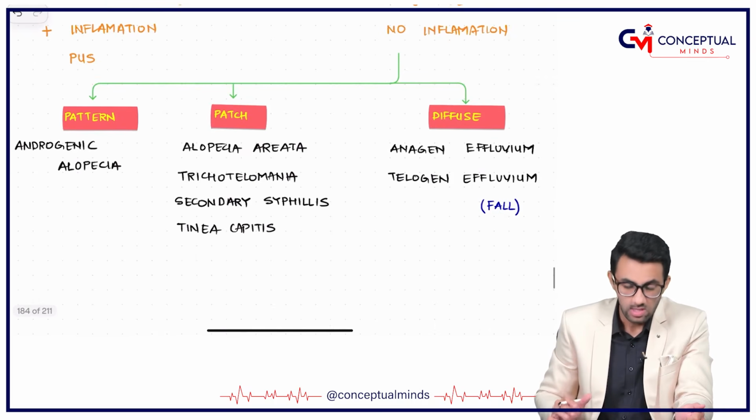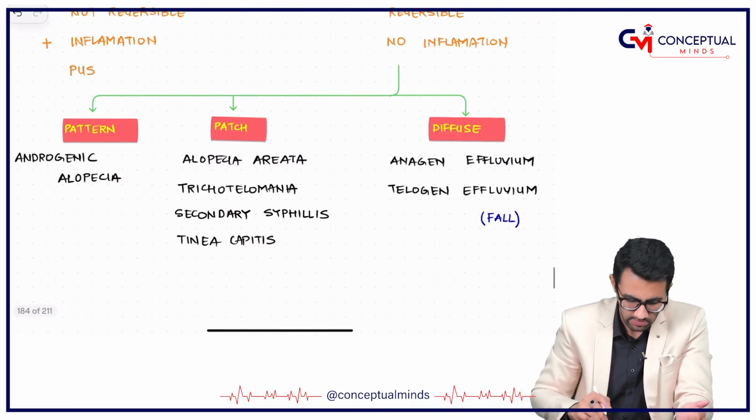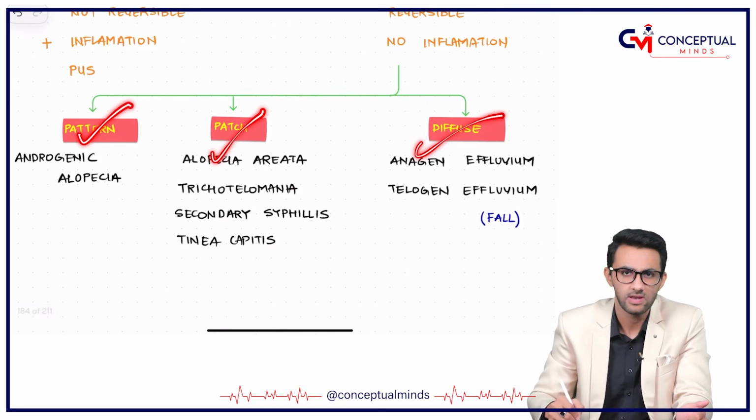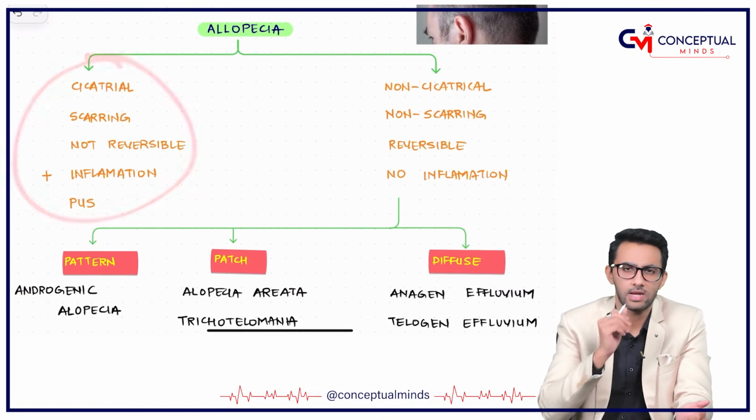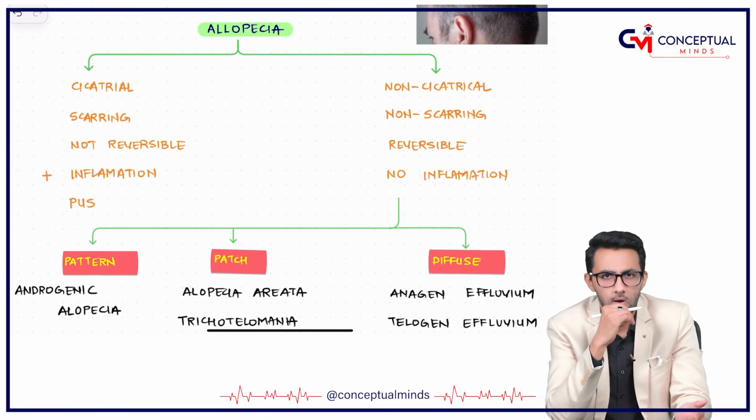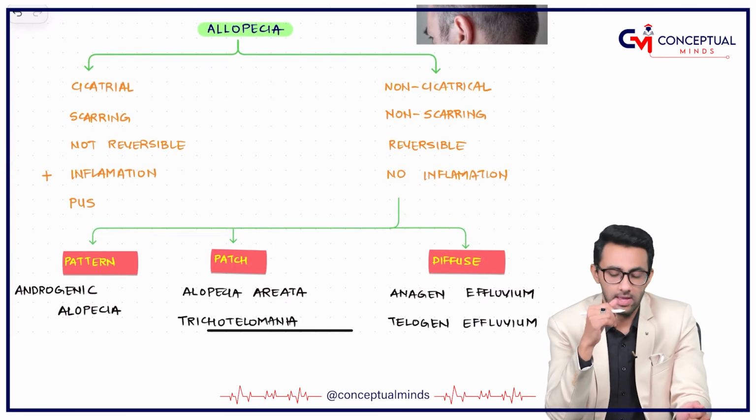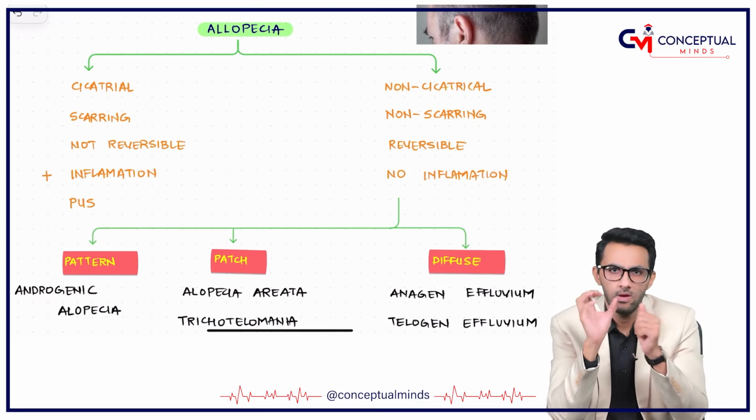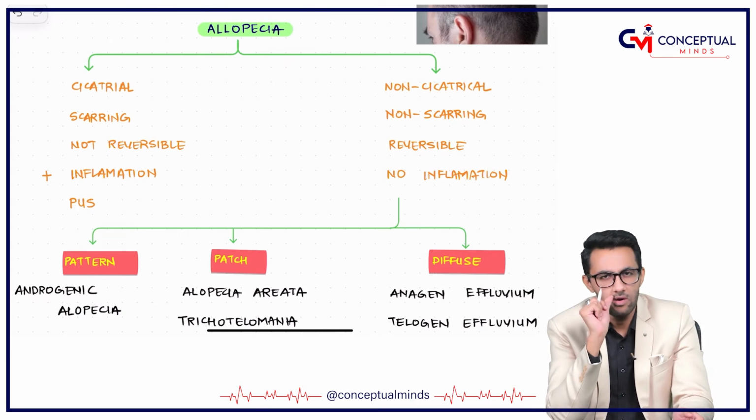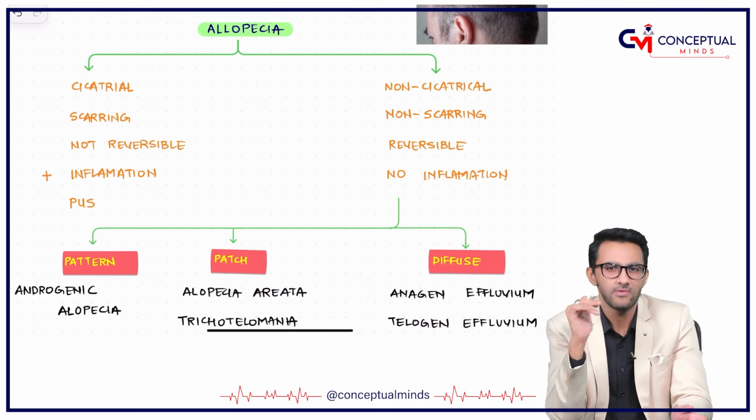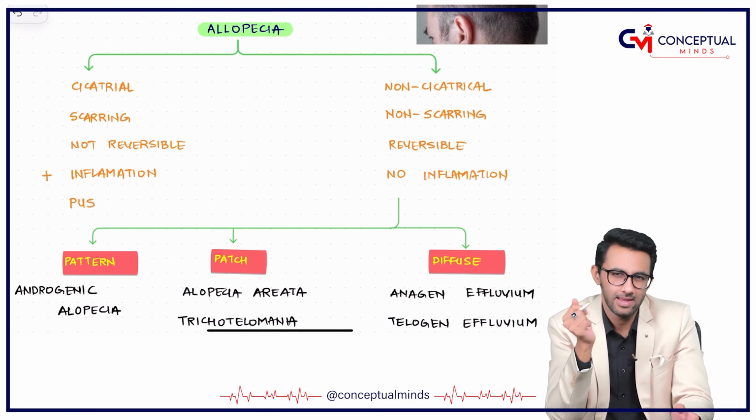So all the discussion till now was about this. We took the pattern one, the patch, the diffuse, all of this is done. Now we are going on to the cicatricial part, the scarring part. There are specific topics in this. As such this topic could be very elaborate, but I have included some parts of it and made a detailed, concise version. There are a lot of topics in this which we have already done, so it will be a revision for you and me as well. Let us get started with the cicatricial alopecia.